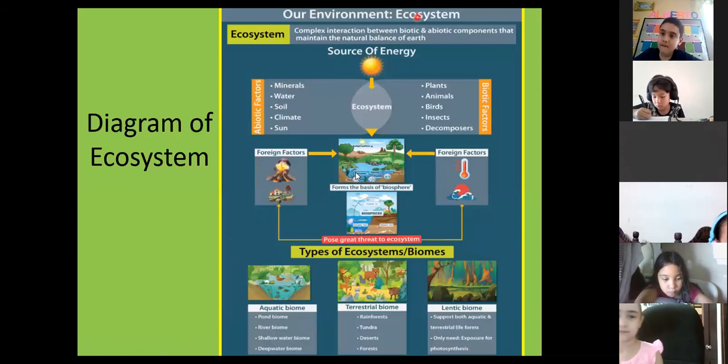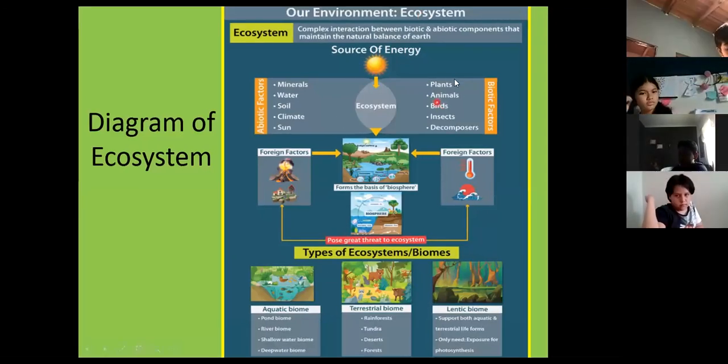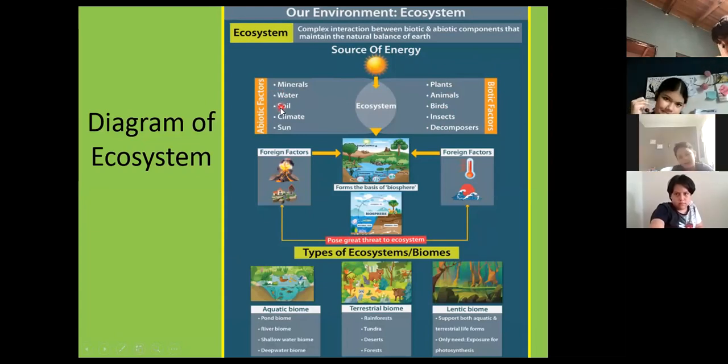Now, we have some examples of a diagram of an ecosystem. Do not copy this. This is the same: biotic factors like insects, decomposers. Abiotic factors, our non-living things like soil, climate, sun, water, minerals. So remember that we have different types of ecosystem. We can have aquatic, terrestrial, and lentic. Aquatic can be a river, where there is water. Terrestrial, like the deserts, the forests. And lentic is like a lake. The water stays in the same place.